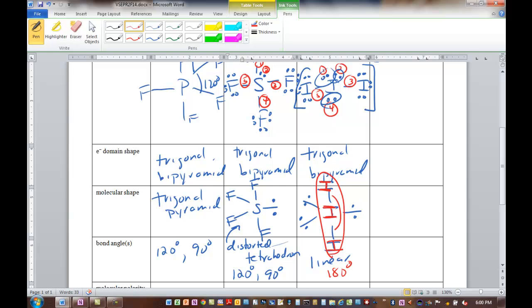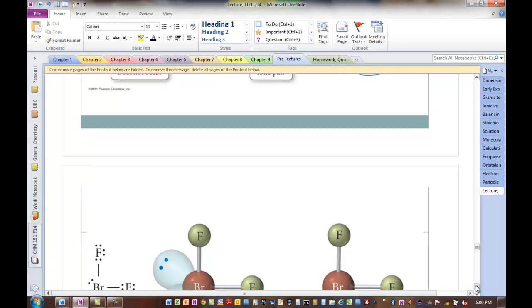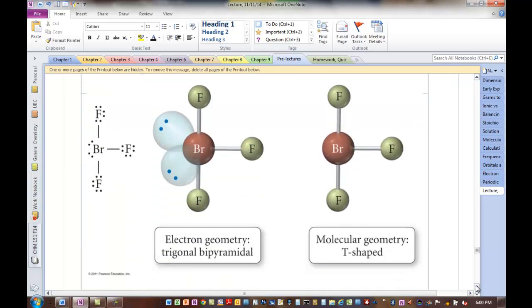All right, let's go back to our notes. I might save this last spot for class on Thursday. Let me show you a few more things with the trigonal bipyramid. Here's another molecule you might practice. Practice BrF3 and see if you get that Lewis structure.